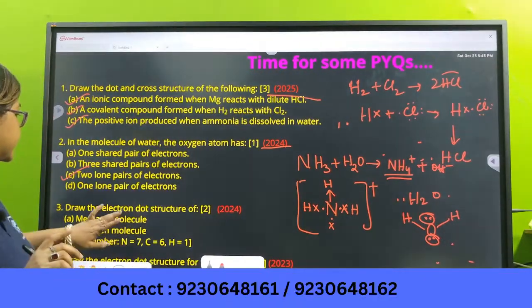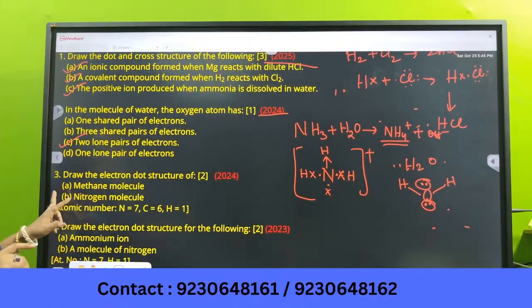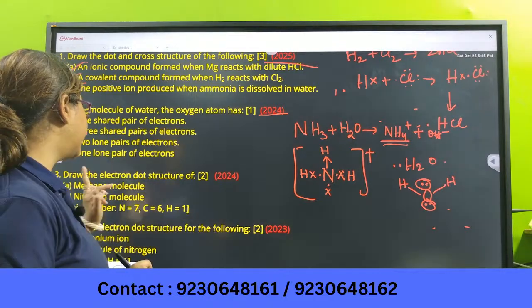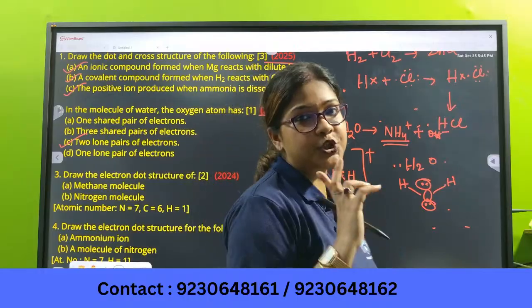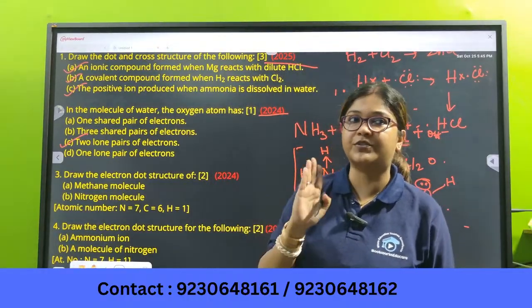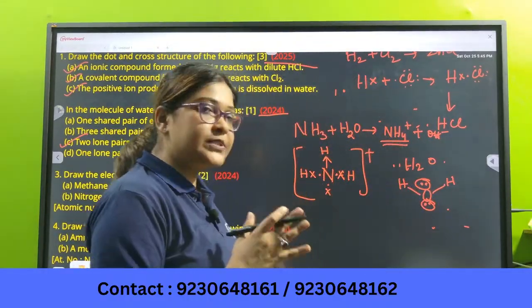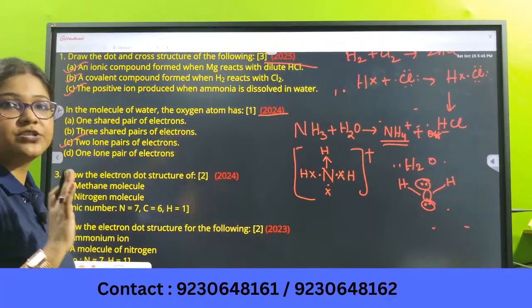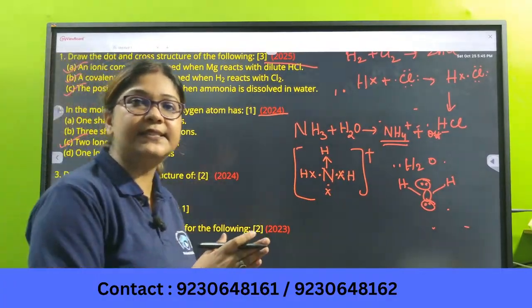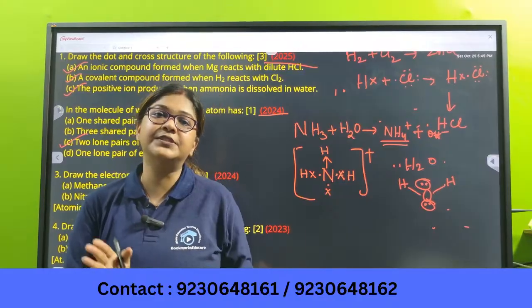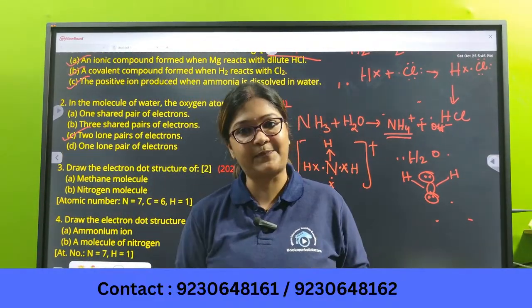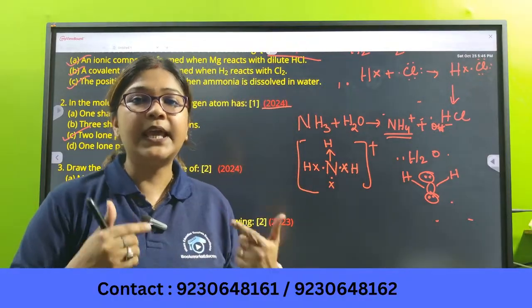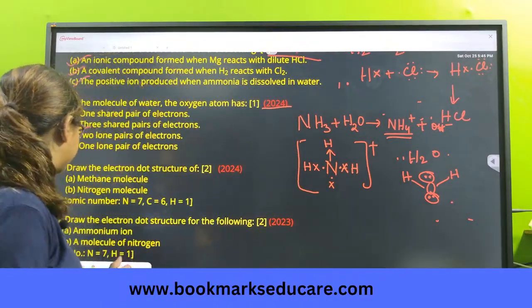Correct answer. Next is draw the electron dot structure of methane molecule and nitrogen molecule. I have already shown these 2 molecule structures while I was explaining, so this is just to repeat. Please practice this. This type of question from chemical bonding is really very common, and you may expect such questions in your upcoming board exams.